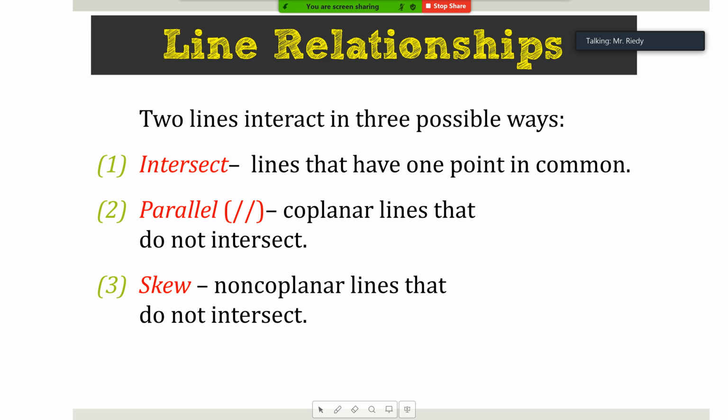So realistically speaking, as far as note-taking goes, I would think that the only thing you wrote down on this slide would be what skew lines are. You already know what intersecting lines are. You already know what parallel lines are. Oh, by the way, I did not talk about the symbol for parallel there. It's two little lines right next to each other. That is the symbol for parallel. So we have parallel lines or we have perpendicular lines. There's no symbol for intersecting lines. And there's no symbol for skew.